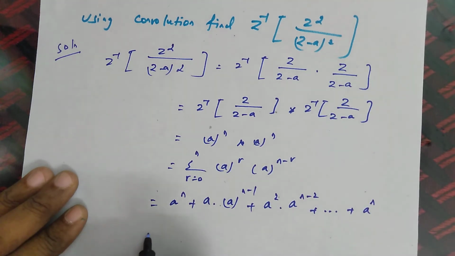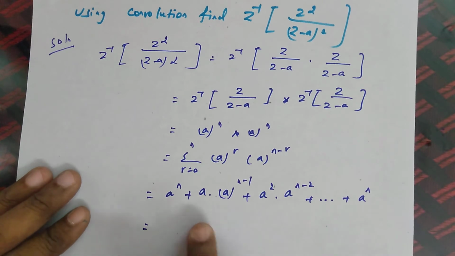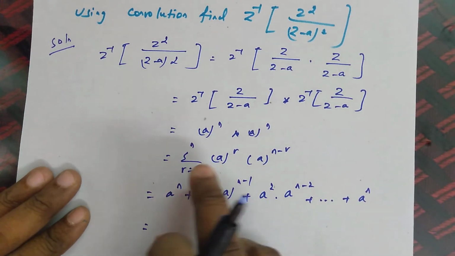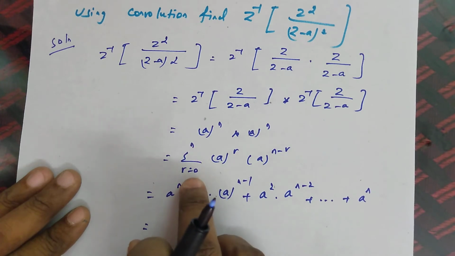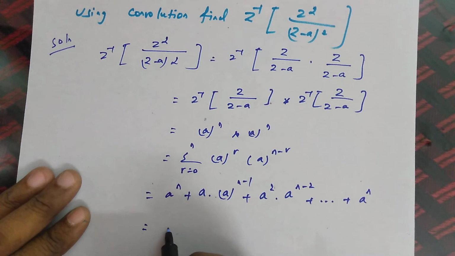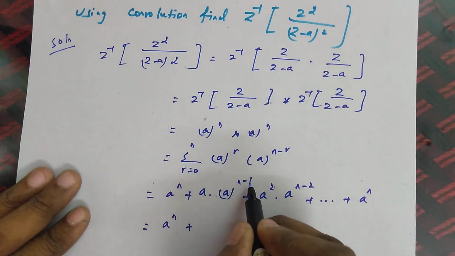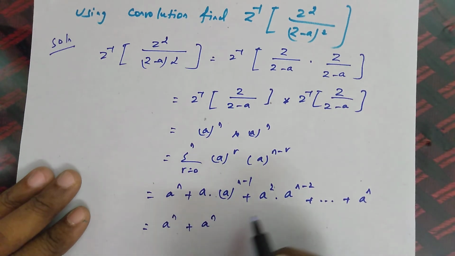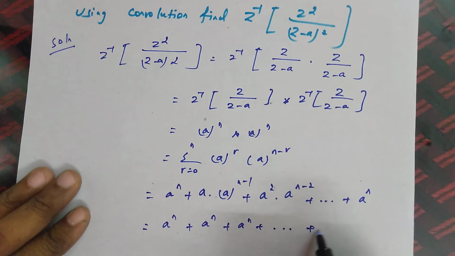So now look at this one. How many terms are here? Here sigma r equal to 0 to n. We should not say that n terms because 0 is involved. So how many terms are there? N plus 1. So before writing that, we can write like this: a power n plus 1 minus 1 will cancel, we can get again a power n, plus 2 minus 2 will cancel, a power n, plus etc. plus a power n.